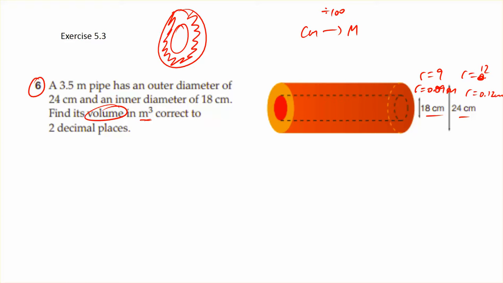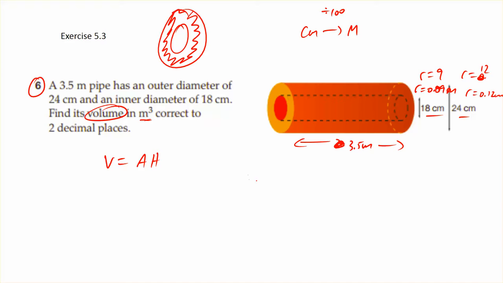Okay, as long as we can find the area of the annulus and multiply it by the length of the pipe, which is 3.5 meters, then we can work out the volume of a cylinder, the volume of a prism, because the volume of a prism is the cross-sectional area times the height.